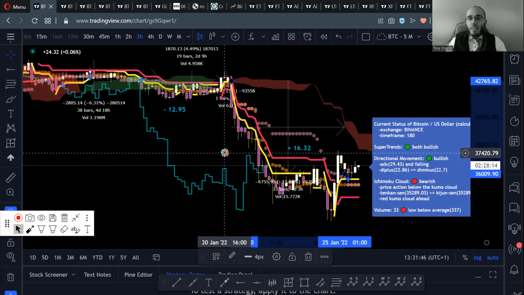Ichimoku is not right all the time. And if you take every trade, there will be a lot of losing trades. And those losing trades will eat your capital away, will eat a lot of capital away from your winning trades.